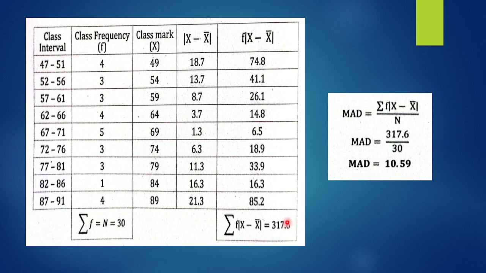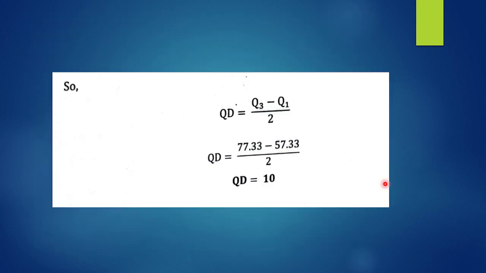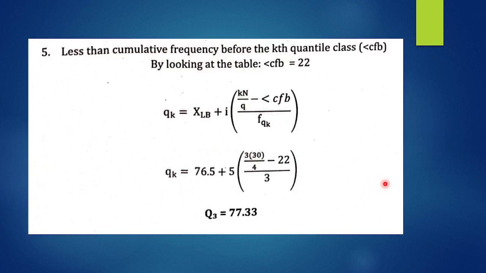The final sum is 317.6. Now, just to answer the MAD, this is the formula, summation of f multiplied by the absolute value of x minus the mean all over n. So we have the formula above. So 317.6 divided by 30. The answer is 10.59. Almost the same as the QD. The QD is 10. Okay?